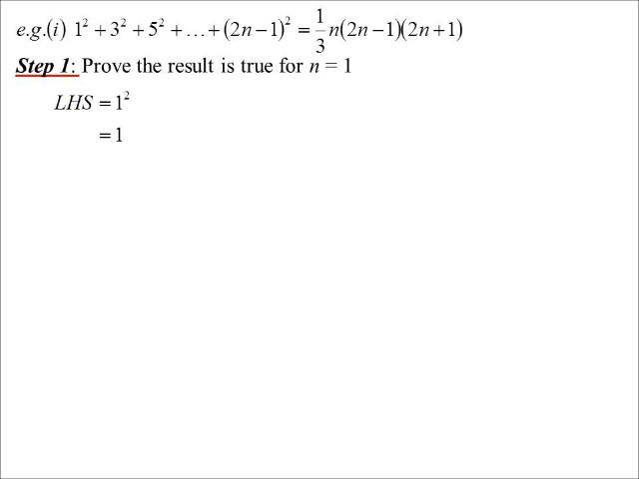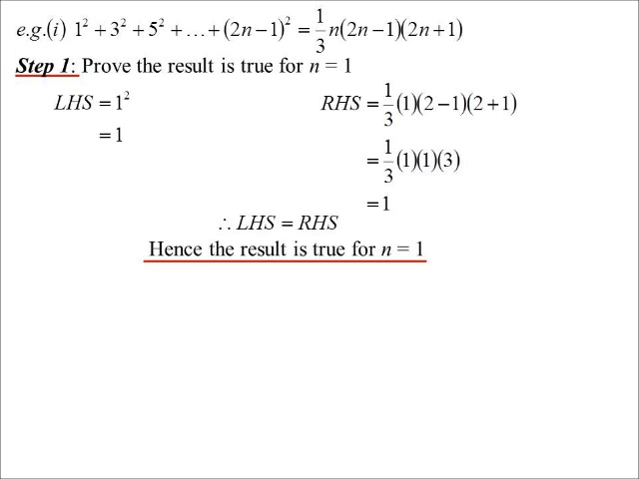So on the left-hand side, the first term, when I sub 1 into the general term, I get 1 squared, which is equal to 1. On the right-hand side, yes, the formula works. The sum to one term is in fact the same as the first term. So my left-hand side does equal my right-hand side. Hence, it works for n equals 1.